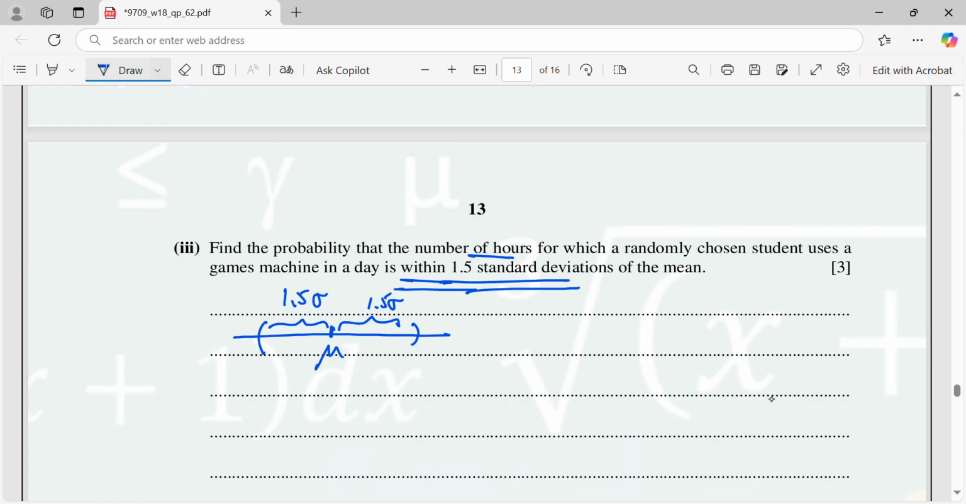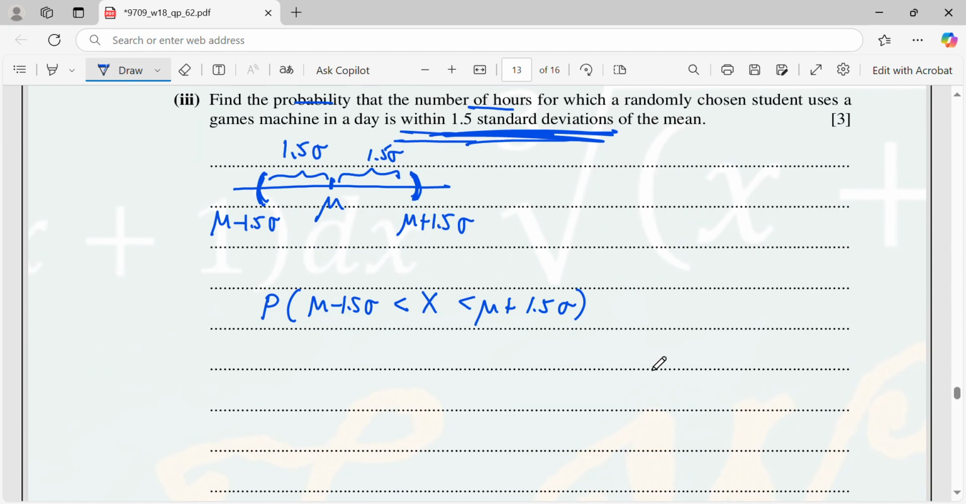Okay, so these two boundaries: the lower boundary will be mu minus 1.5 sigma, and the upper boundary will be mu plus 1.5 sigma. So this is the meaning of this last sentence. So now you need to count the probability, P of X between these two values. So X between mu minus 1.5 sigma and mu plus 1.5 sigma.